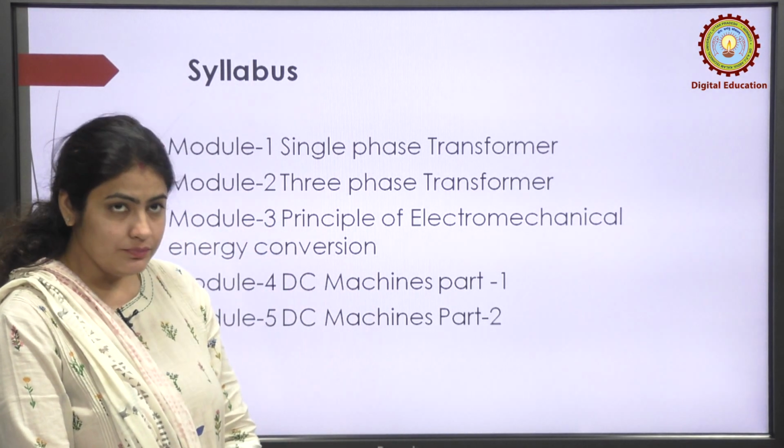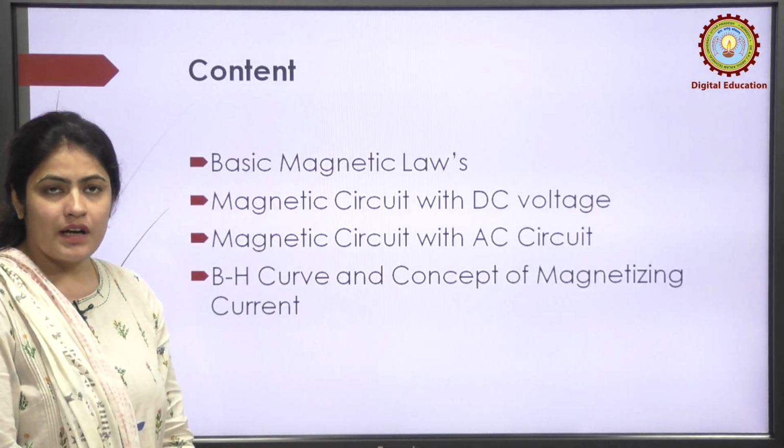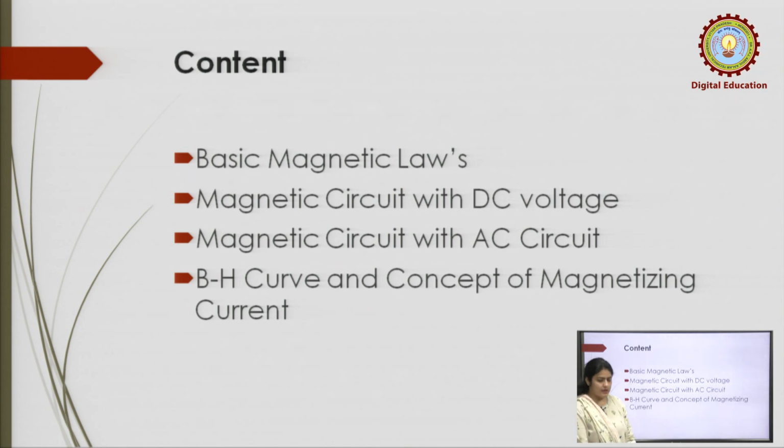So, these are the contents of my lecture. First is the basic magnetic law, then magnetic circuit with the DC voltage, magnetic circuit with the AC voltage, and then BH curve and the concept of magnetizing current.